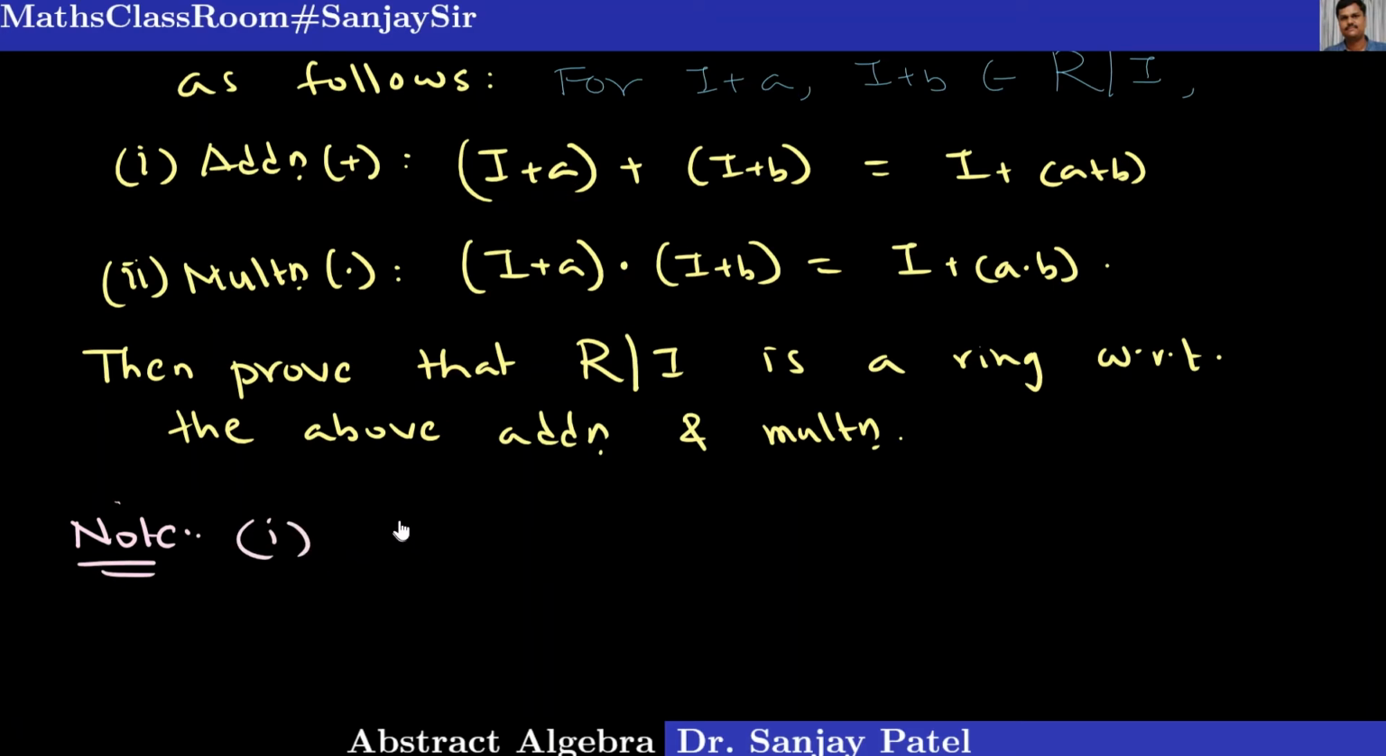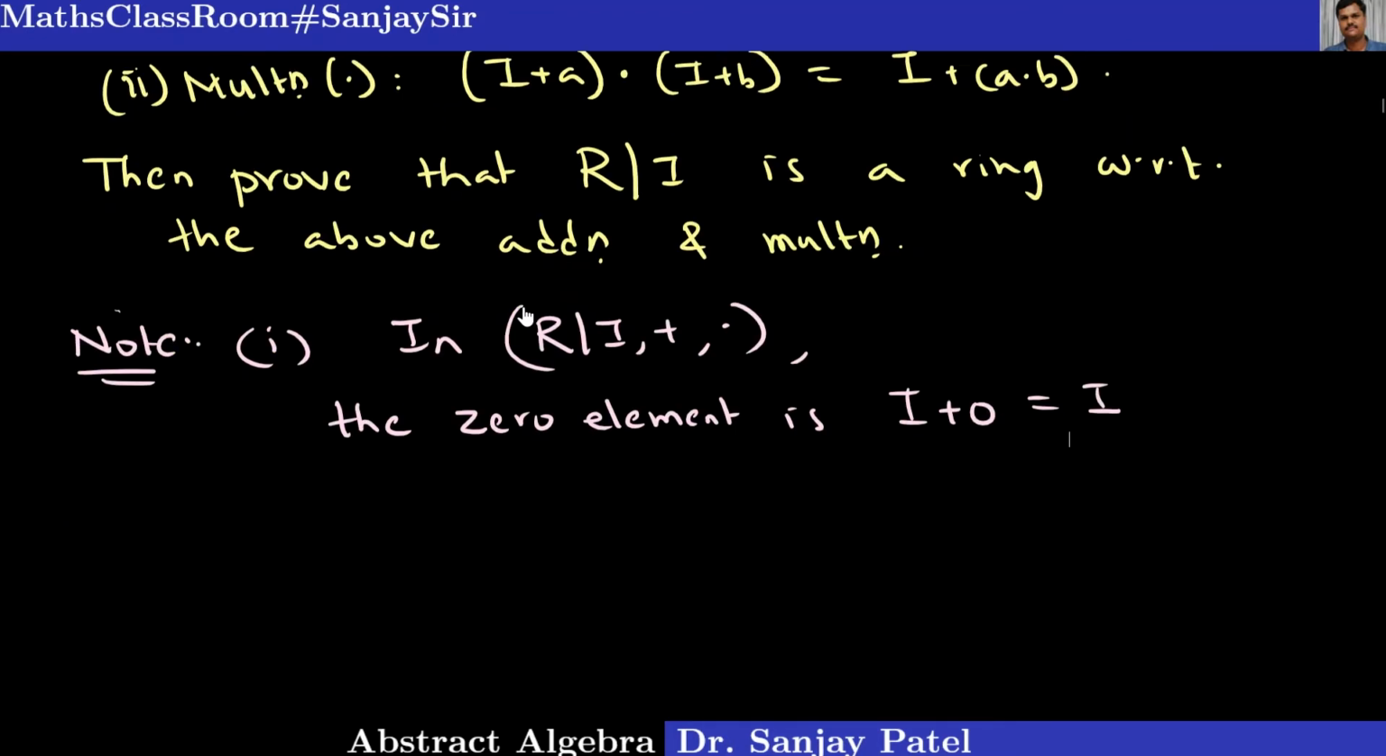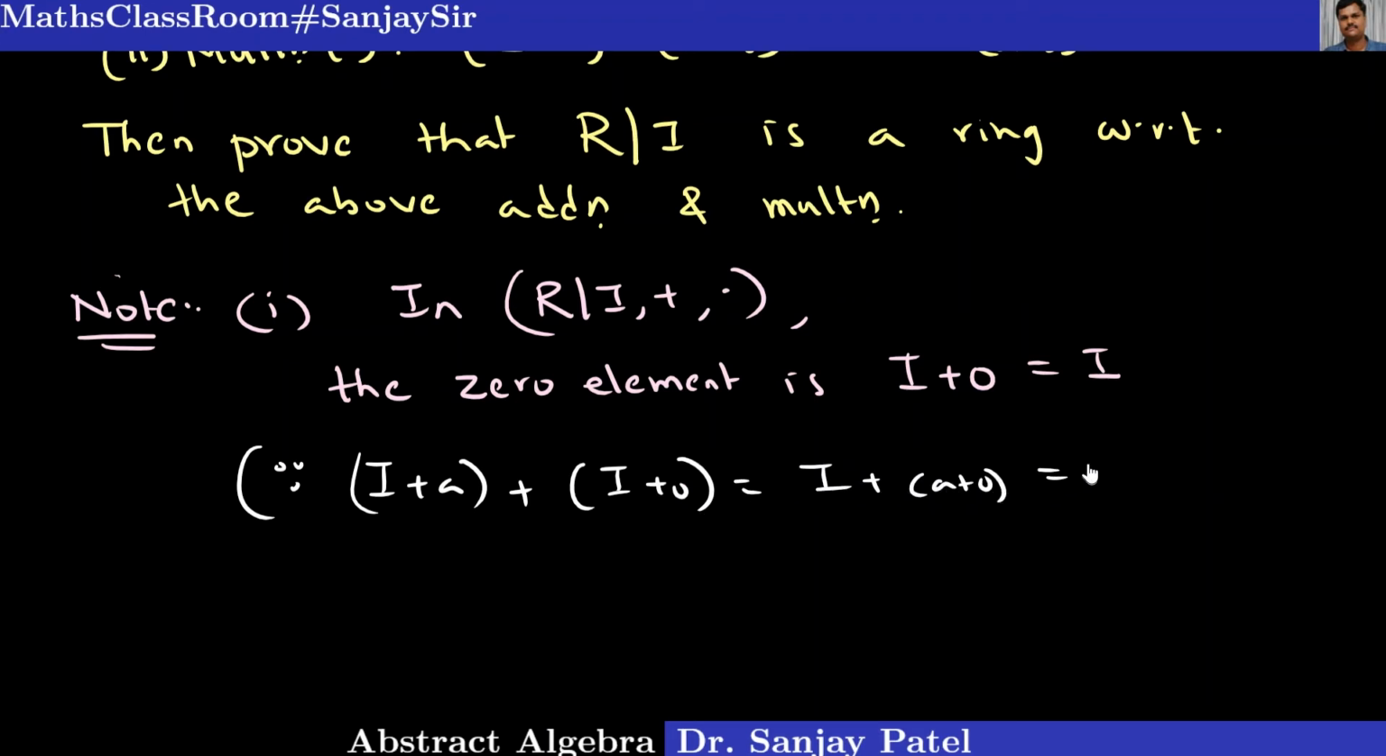So just mention that in the ring R mod I plus dot, the zero element is I plus 0, that is equal to I. You can check this element works as a zero element because if you take any coset or any element of R mod I, and that is a coset, and add this I or I plus 0, then you will get I plus A plus 0, which is same as I plus A. So this I plus 0, or simply I, is the zero element of the ring.